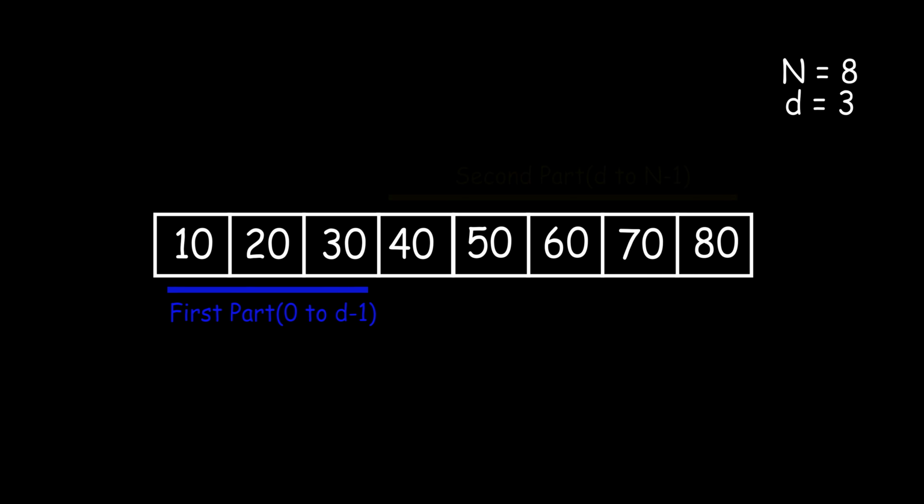Now let's put this approach into an example. We have an array which contains elements 10, 20 and so on up to 80. The size of the array n is 8 and d is 3. First, split the array into two parts. One contains elements 10, 20 and 30 and the other part contains elements from 40 to 80.